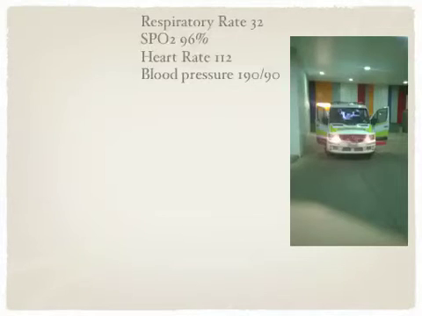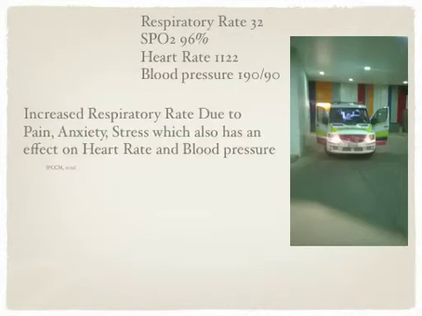The patient's airway is not compromised, however, he breathes at a rate of 32 breaths per minute. His SpO2 is 96% on room air, his heart rate is 112 beats per minute, and his blood pressure is 190/90. His rapid respiratory rate may be due to pain, anxiety, and stress, which additionally exacerbates heart rate and blood pressure. The patient is instructed to take deep controlled breaths and reassured of his situation.